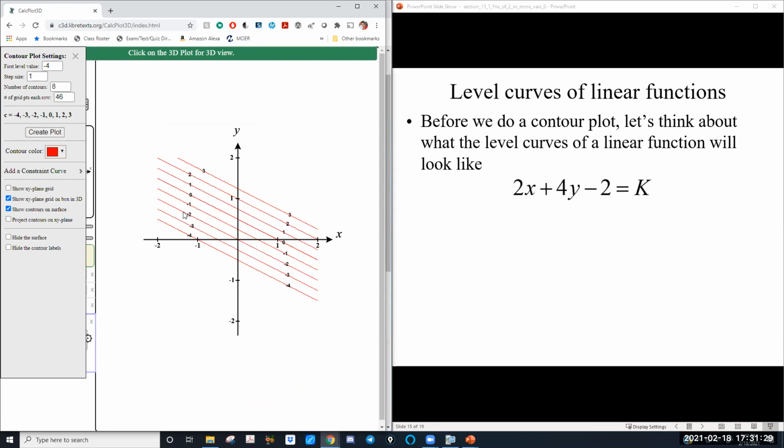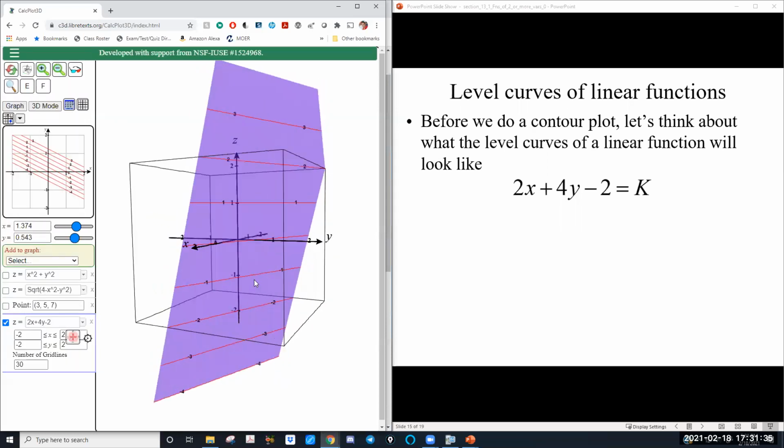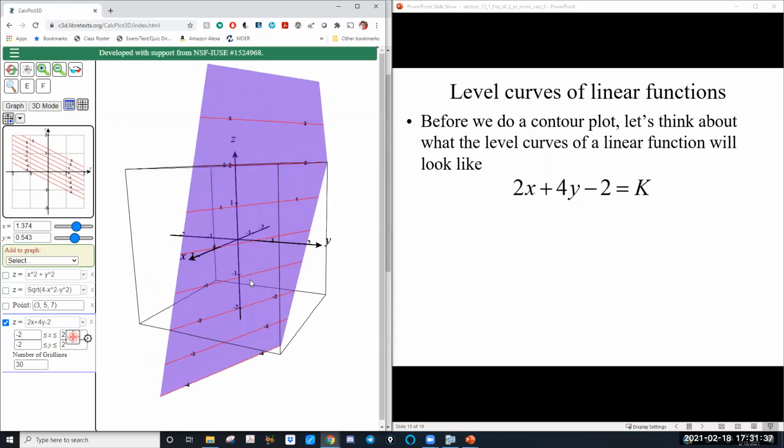If you have a plot of level curves, or a contour plot, of parallel lines, we know the graph is a plane. And here you can see the two together. Nothing mind-blowing there, just something I like pointing out as we build all of these connections.